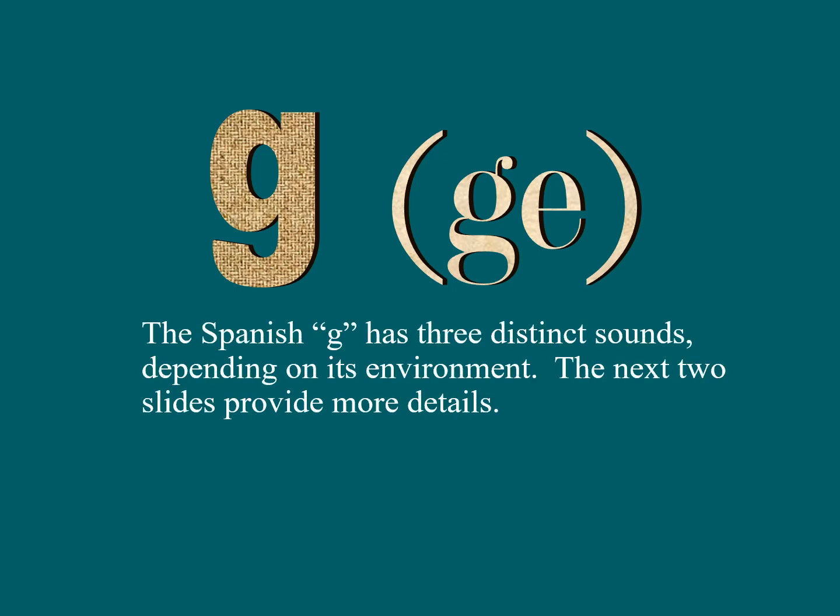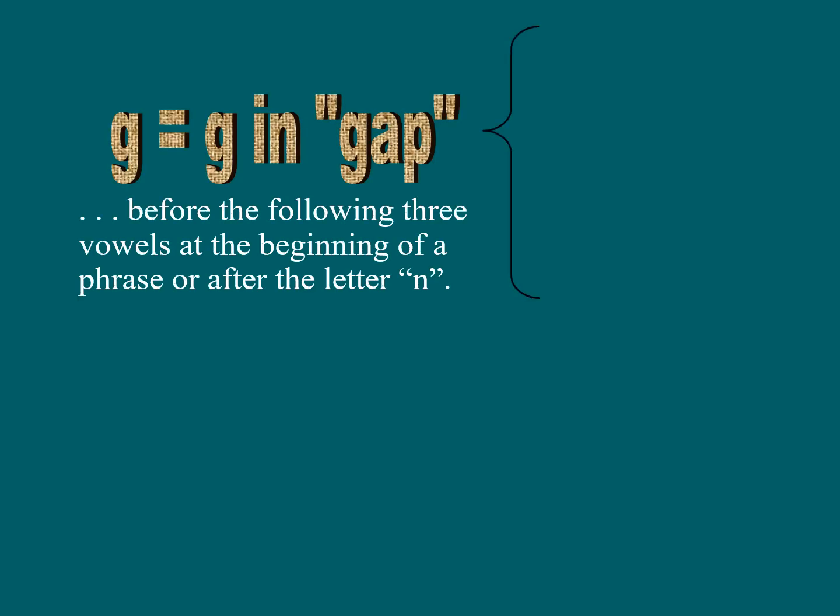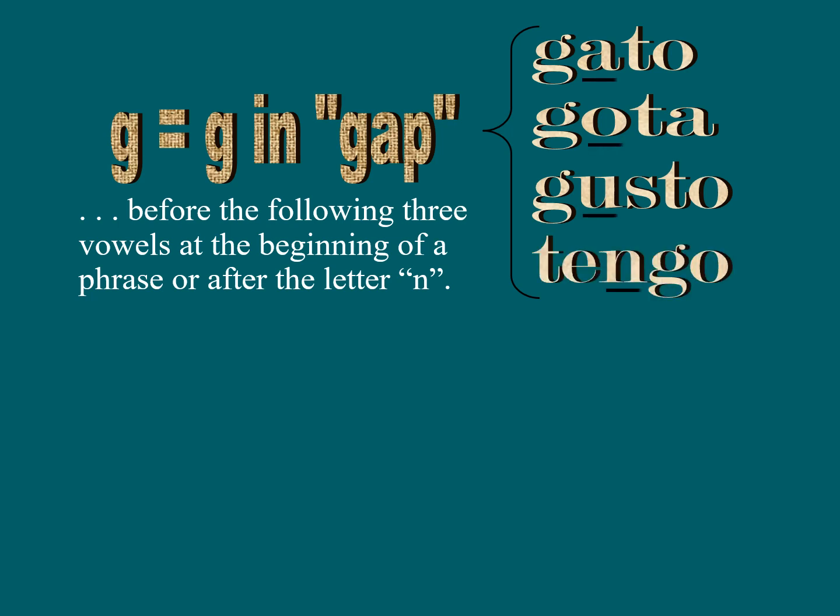G. The Spanish G has three distinct sounds, depending on its environment. So G, as in gap, before the following three vowels, at the beginning of a phrase or after the letter N, gato, gota, gusta, so those A, O, U, and N.